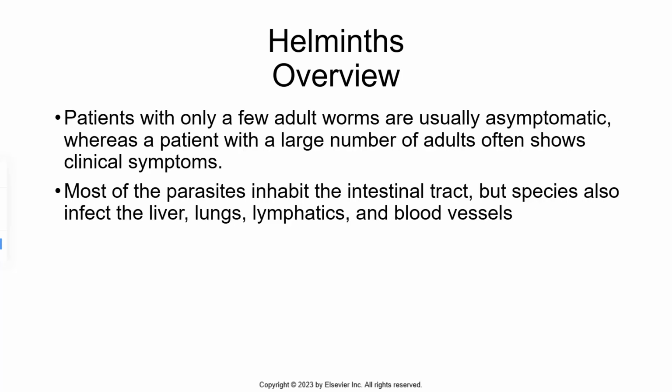Patients with only a few adult worms are usually asymptomatic, whereas patients with a large number of adults show clinical symptoms. Most parasites inhabit the intestinal tract, but species also infect the liver, lungs, lymphatics, and blood vessels.